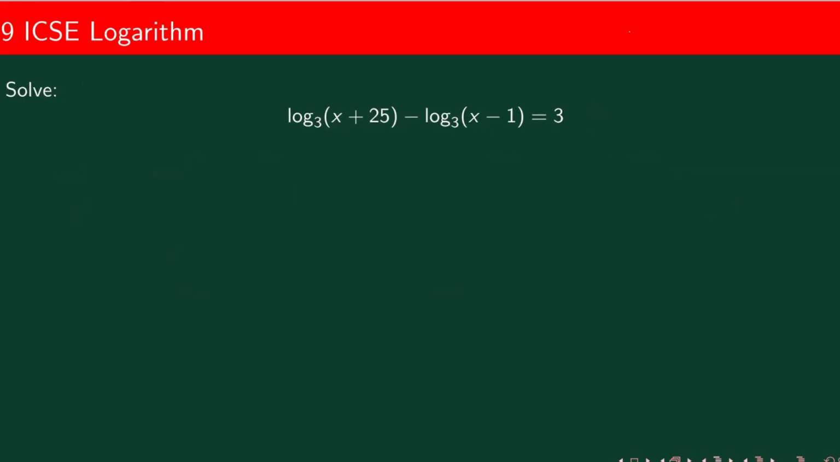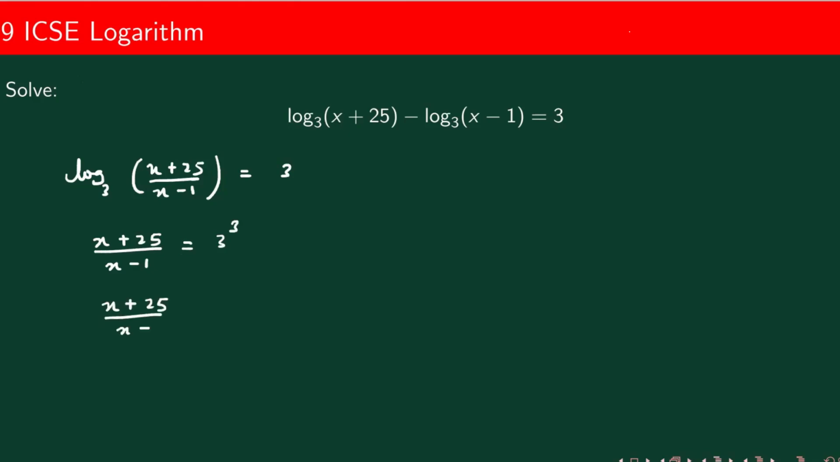Here again, this is a log minus log, and it is equal to 3. So this is to the base 3, x plus 25 over x minus 1. Okay, that is equal to 3. And if you convert the log into exponential form, you get x plus 25 over x minus 1 as 3 raised to 3. So x plus 25 over x minus 1, this is 27. And this is 27 times x minus 1.